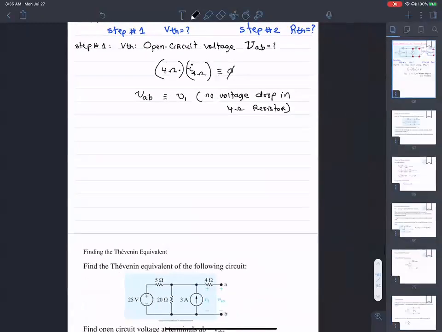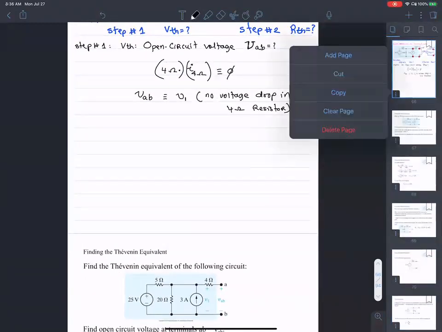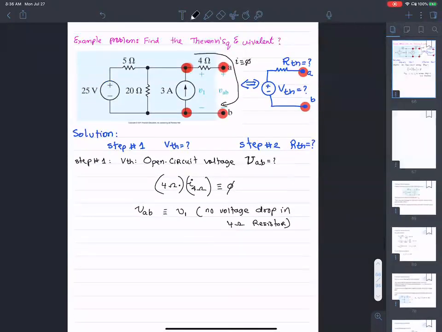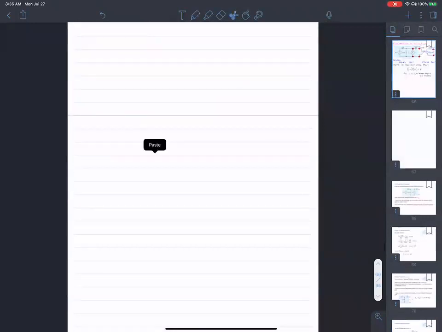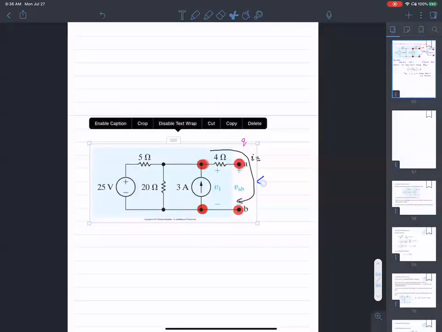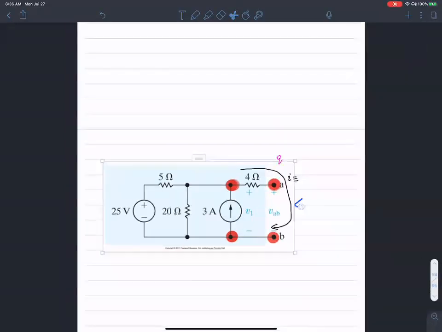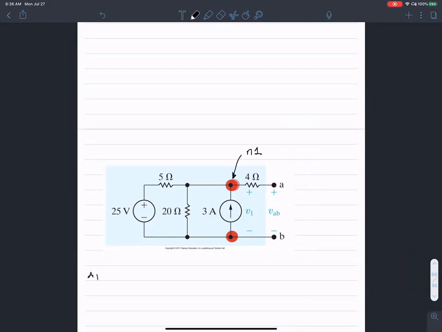Let me add a page here. Okay, so copy this guy. Let me copy that and clean this up a little bit. I'm interested in finding the voltage at this node. Let me call this node 1. Okay, so apply KCL at node N1.